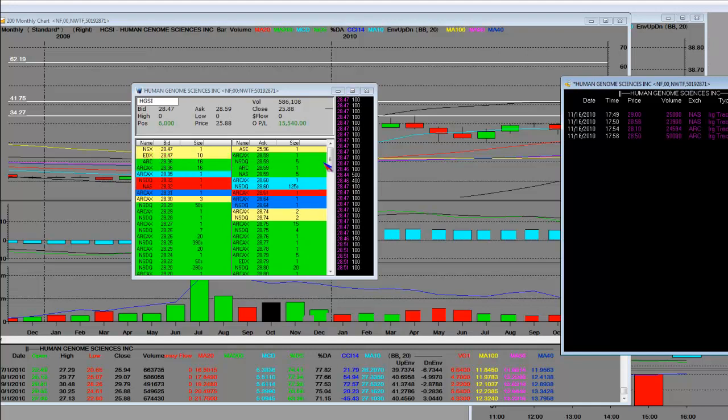So the stock market's closed, people. MMTs. This is all the stuff, and they released it in after hours.